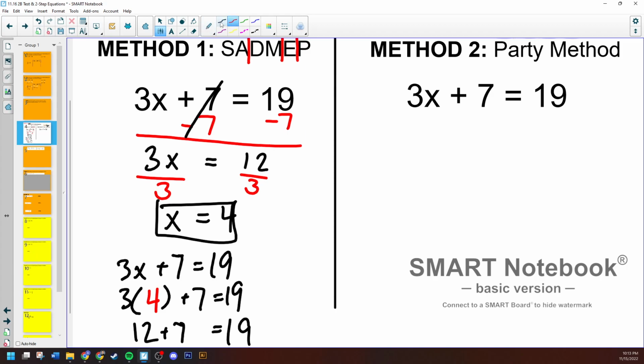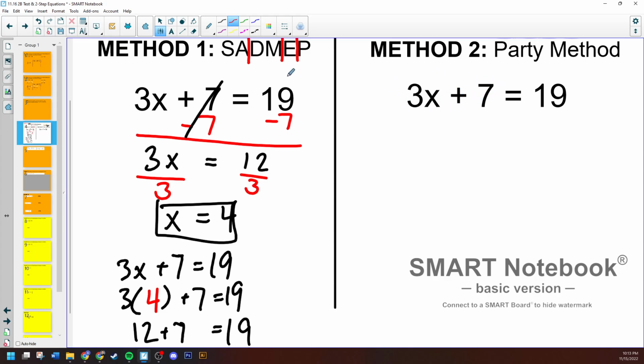What you do is you say, all right, well, x is having a party. Okay, 19 all the way on the other side of the equal sign was not invited to the party. Everybody else here on the same side of the equal sign was invited to the party. Now, x has best friends, the ones who are closest to him, and then other people who were invited to the party, in this case 7.